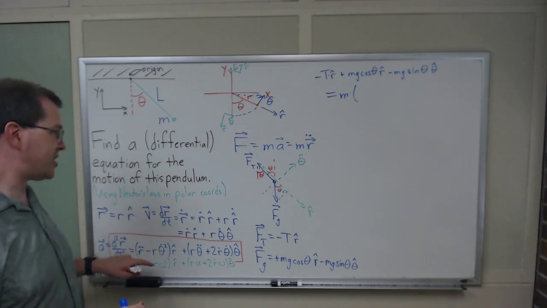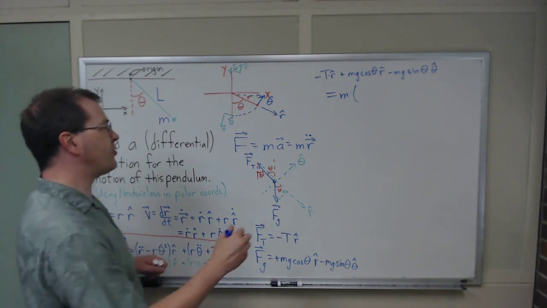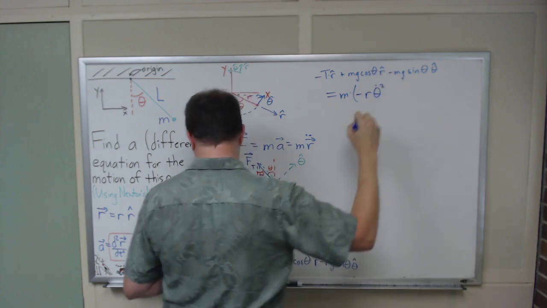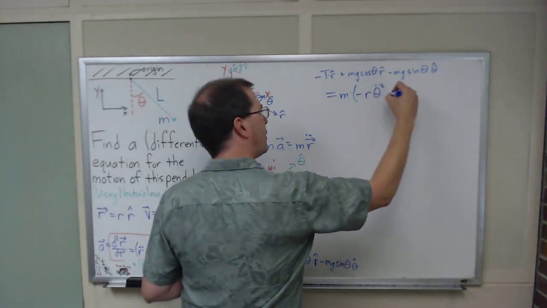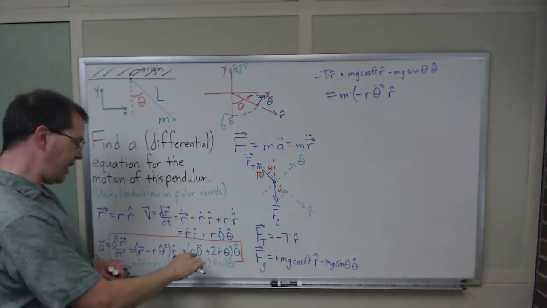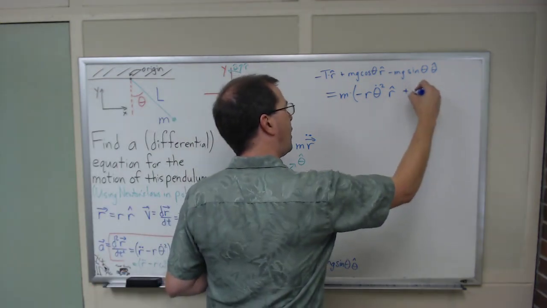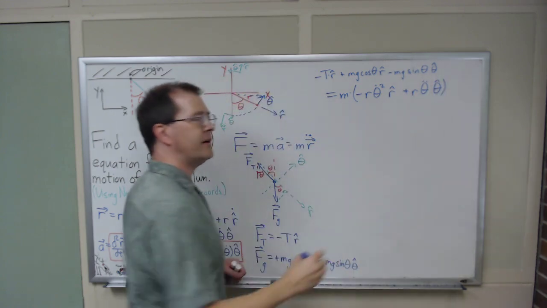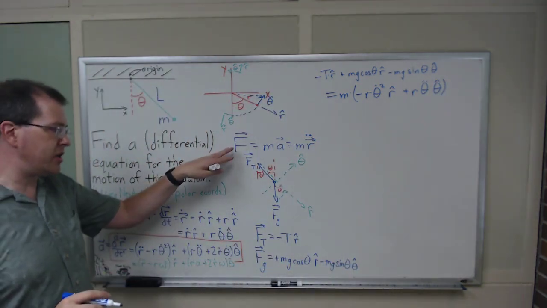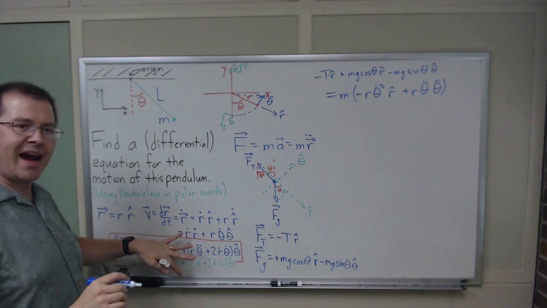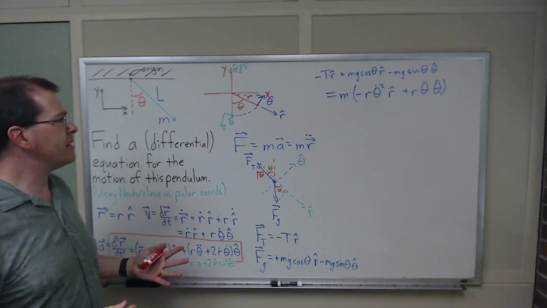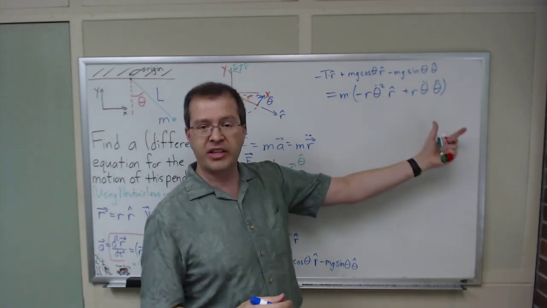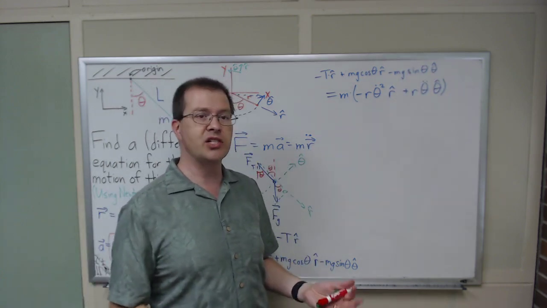So I'm left with just minus r theta dot squared times r hat plus r theta double dot times theta hat. That's my Newton's second law equation adjusted to match these polar coordinates. And now at this point, I just equate the r hat parts with the r hat parts, the theta hat parts with the theta hat parts, and I have differential equations for all these things.